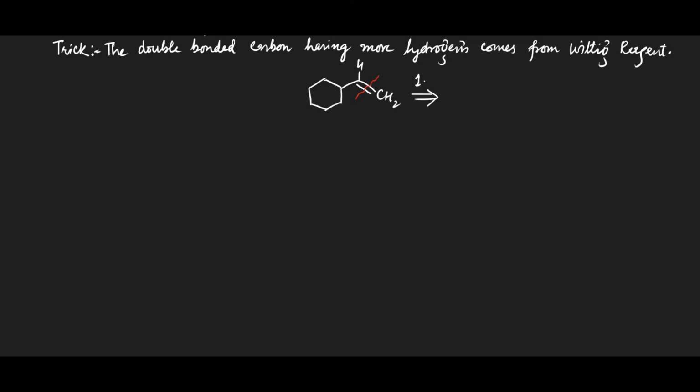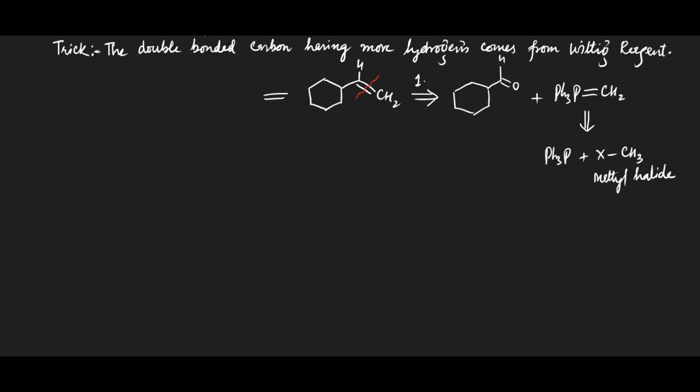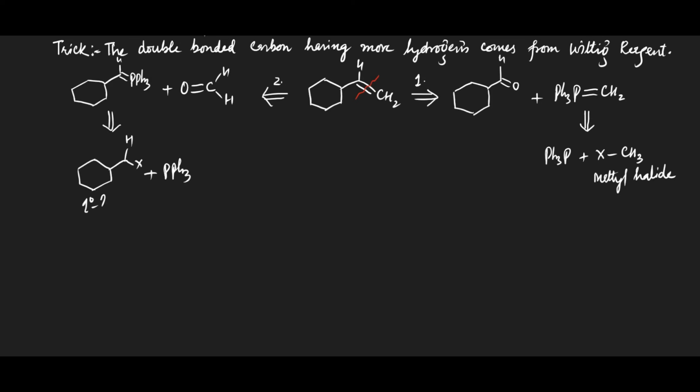The left side of the alkene double bond has fewer hydrogens and must come from the carbonyl side. Whereas the right side methylene carbon must come from the Wittig reagent. This Wittig reagent can be shown to come from methyl halide and PPh3. We can explore the alternate possibility also to see we are correct. That is, consider that this left side comes from the Wittig reagent and the right side from the carbonyl side. This Wittig reagent can be shown to come from a primary halide.